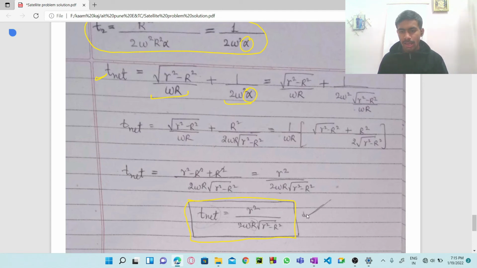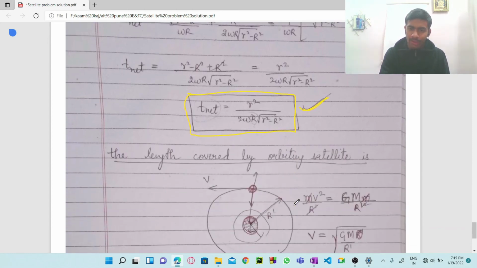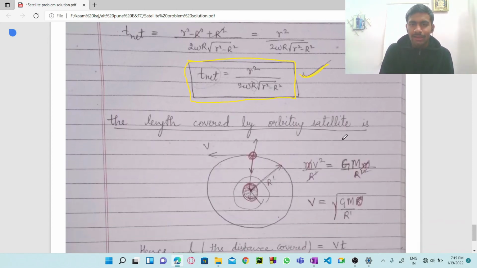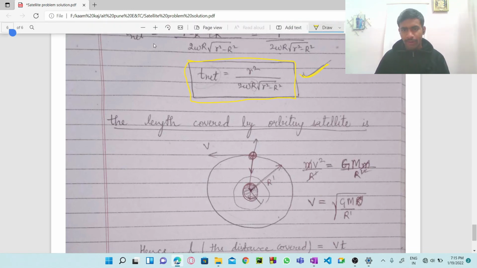So this is the total time which my satellite would take in order to reach the orbit from the launching position with that condition satisfied. So this was the answer number 1 for the question.